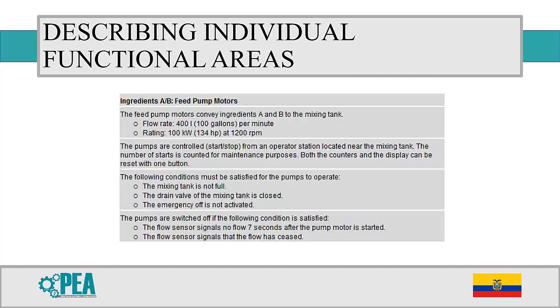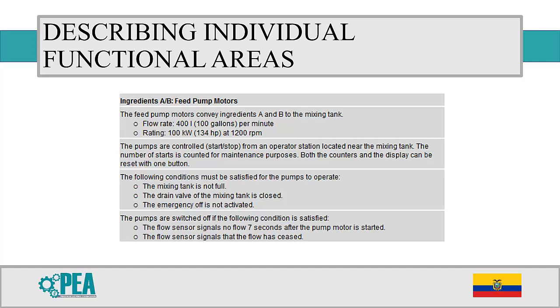Now, here comes a small description of the individual functional areas. So we have the ingredients A and B pumps. For this example, the feed pump motors for ingredients A and B of the mixing tank have a flow rate of 400 liters per minute and a rating of 100 kilowatts at 1200 RPM. So at this point you can have an idea of which equipment you need. Here's a good start to order your motors or whatever equipment you need for the project.